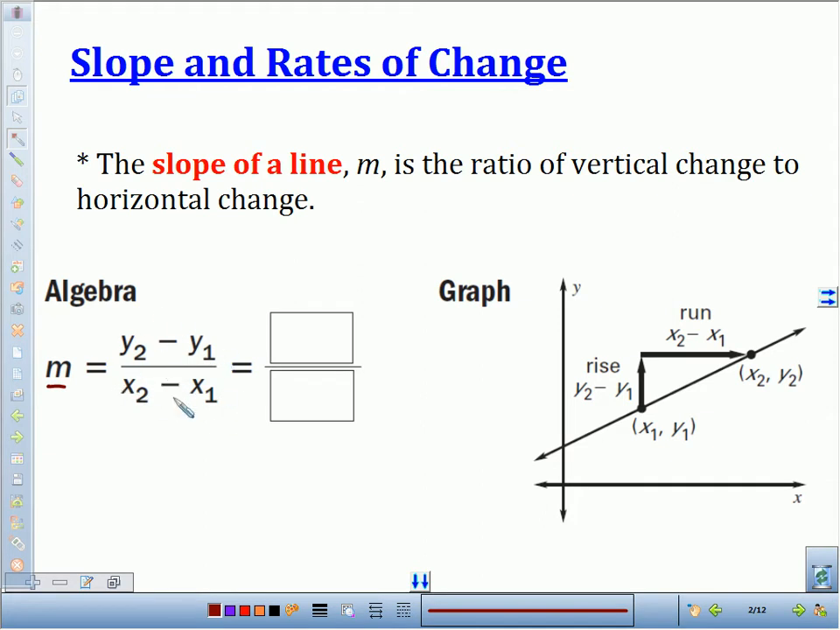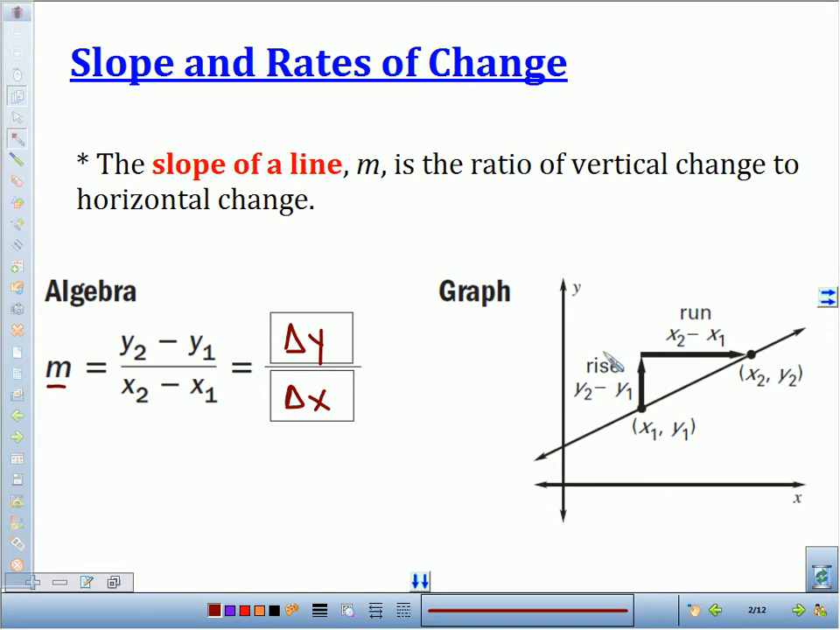This is set up as a fraction, and if we have to find the slope of a line, all we need to do is assign 1 point to the first point, 1 point to the second point, and do a little bit of arithmetic. You might see this formula written as what's called delta y over delta x. The delta basically just means the change in y over the change in x.